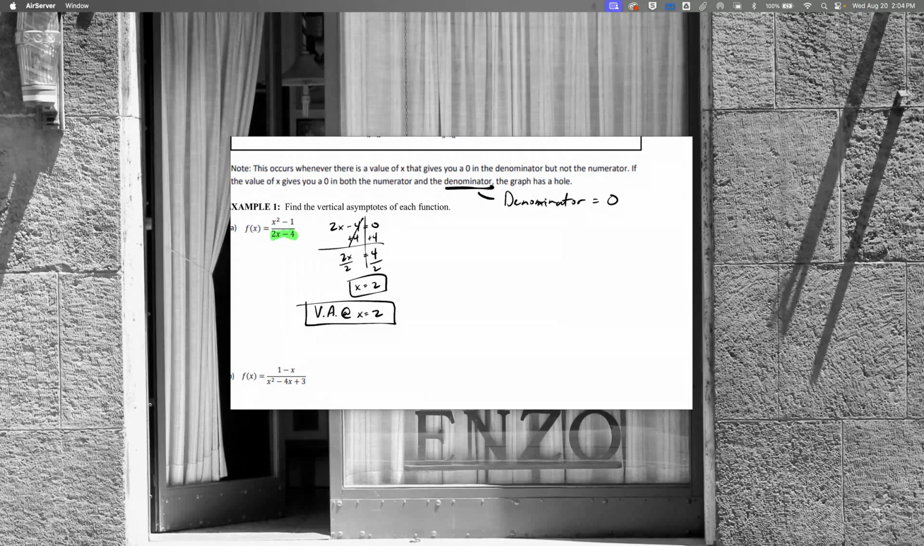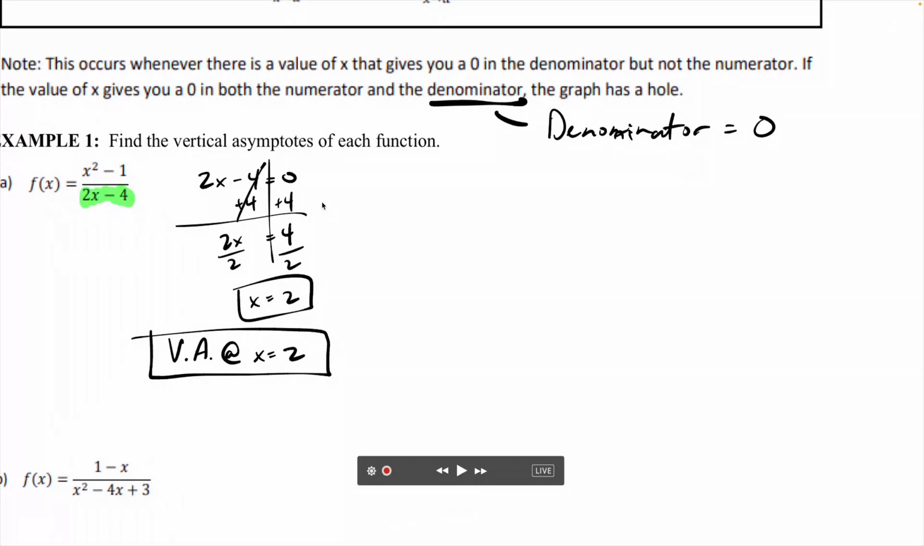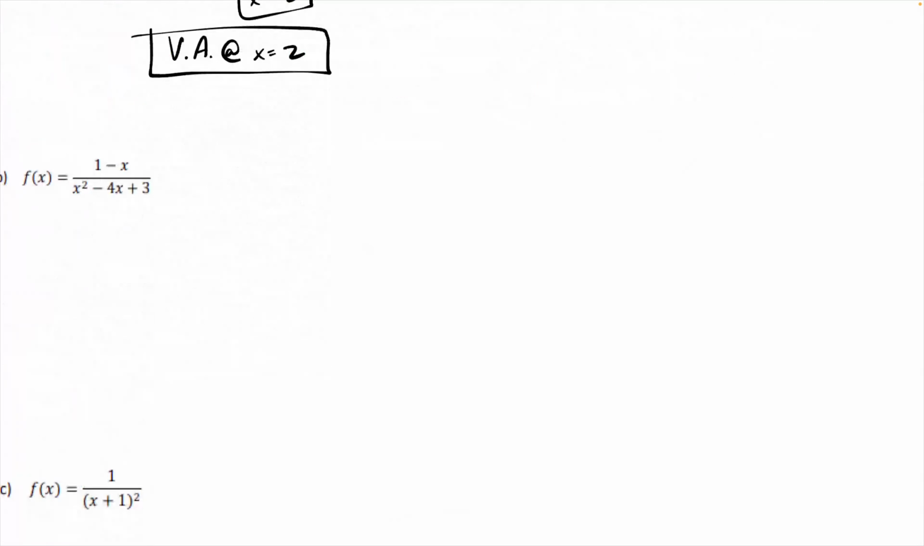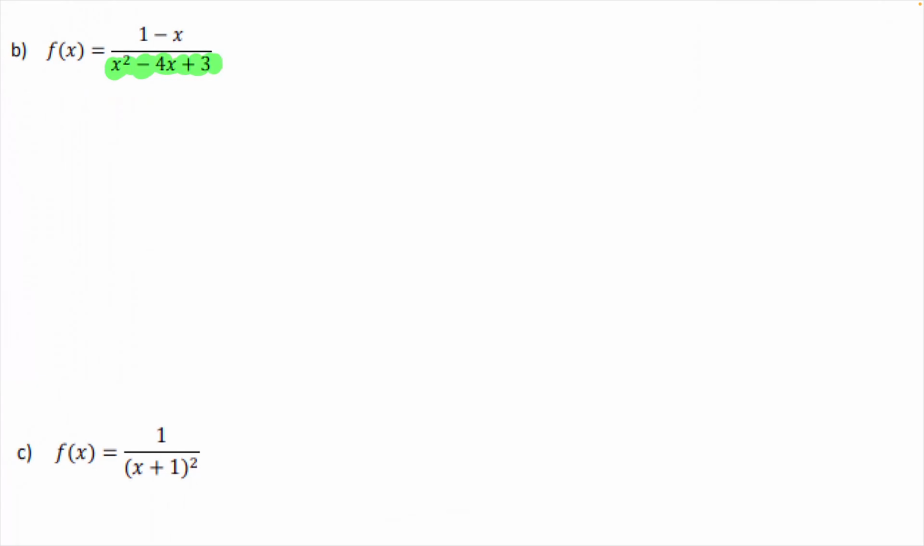All right, so let's do the next one. I don't know why I got smaller, but let me make it bigger. Okay, next one. Focus on the bottom, vertical asymptotes. Anytime you're trying to find holes or vertical asymptotes, start with the bottom and then go from there. Okay, so we're going to set that equal to 0.